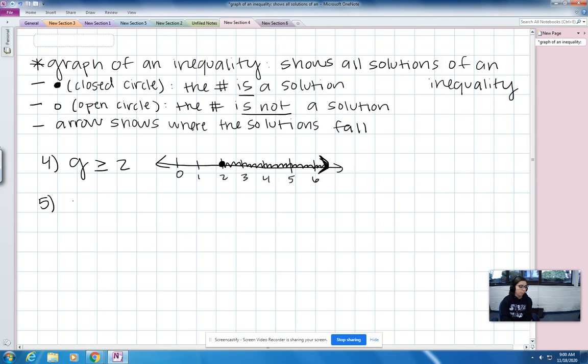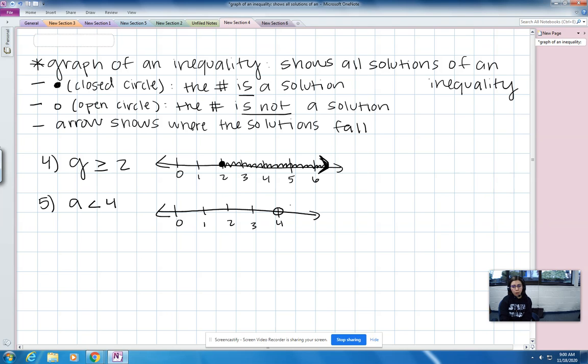Okay, let's do another one. This time we have A is less than 4. So I'm going to draw my number line. Let's go 0, 1, 2, 3, 4. Okay, so we're saying that A has to be less than 4. So could it be the number 4? No, 4 is not less than 4. So we're going to put an open circle there. We're saying 4 doesn't work, but everything less than 4 does work.